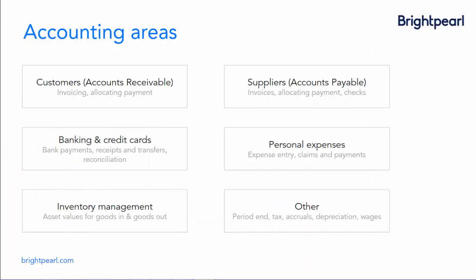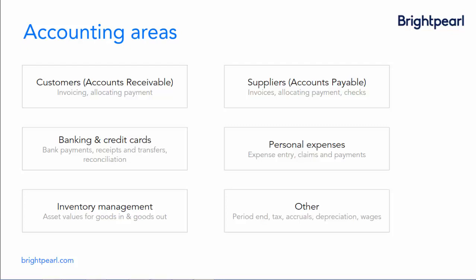It helps to understand the landscape if we look at accounting as a series of modules. They all create journals and work with journals, but it gives you the bigger picture. Customer workflows include invoicing and allocating payment, and the same for suppliers. The banking and credit card processes record movements to and from bank accounts, as well as let you reconcile accounts against data from outside Brightpearl. The personal expenses section is for staff spending money on behalf of the business, which go to make up expense claims which are then paid.